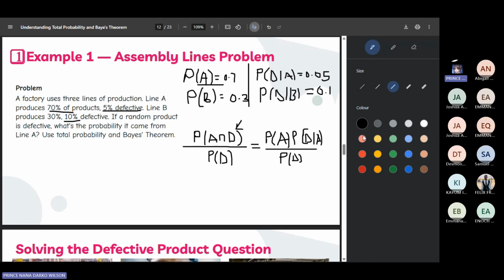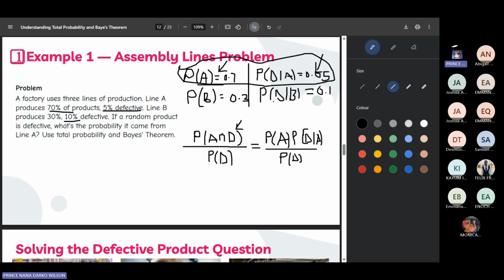So far, I believe it's clear. So then you see how the formula comes about. We are taking into consideration that we are picking a defective product from factory A. And in order to find that, we multiply the probability of picking factory A and the probability of picking a defective product from factory A together to get the probability of picking A intersection D. That's what you can see.